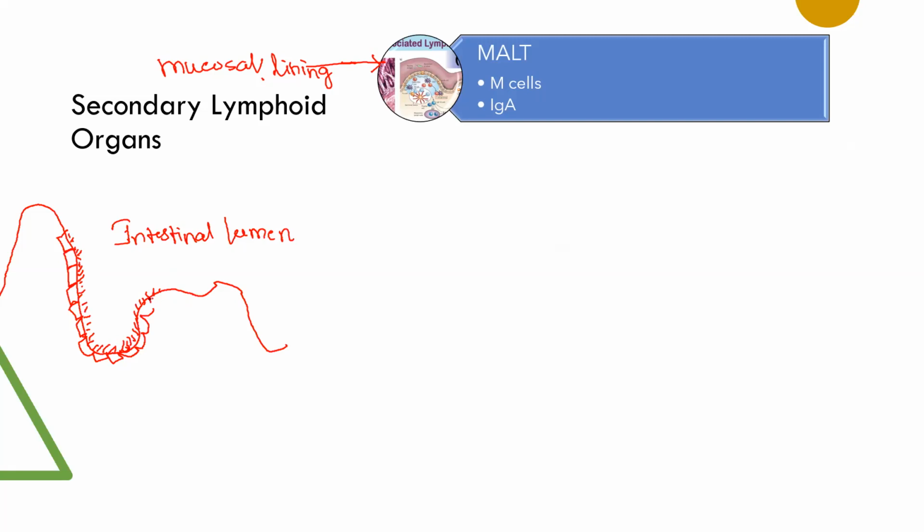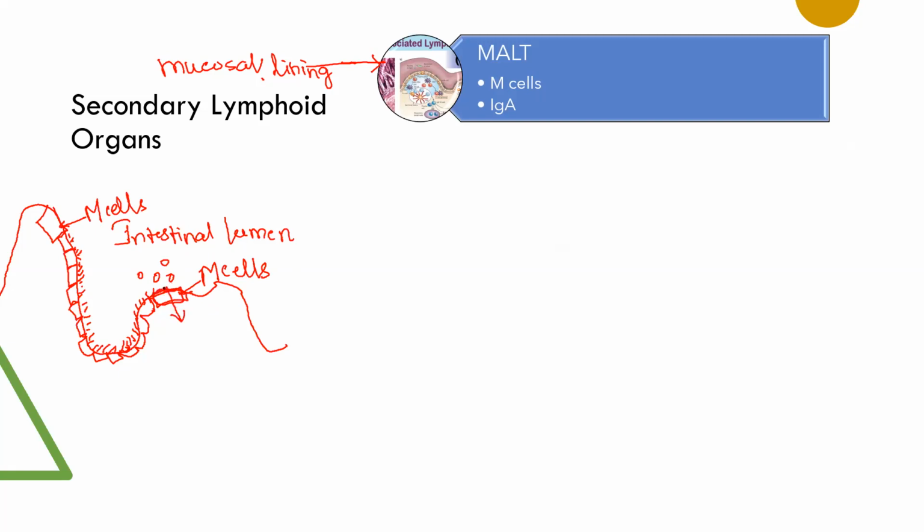In between these epithelial cells, we have some larger and flattened cells. We call these M cells. Let's say we have one larger and flattened cell over here, an M cell. What is the function of the M cell? The M cell is the one which will allow the antigens present in your intestinal lumen to enter.